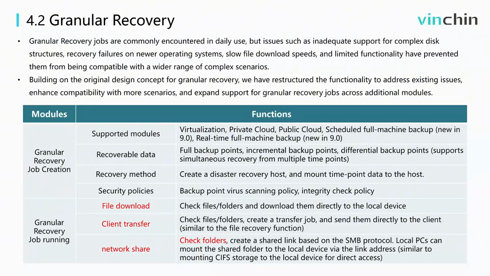the data recovery. The first is file download. You can check the files or folders and download them directly to the local device. The second mode is the client transfer. Check files or folders, create a transfer job, and send them directly to the client, similar to the file recovery function. And the third way is the network share.